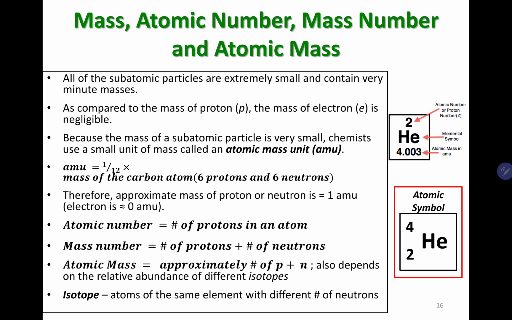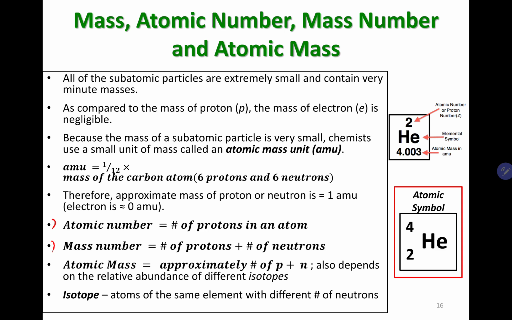Now we are going to talk about two numbers: atomic number and mass number. I'm going to skip a couple of bullet points and then start discussing these two things called atomic number and mass number. Atomic number is basically a number that represents the number of protons in an atom.